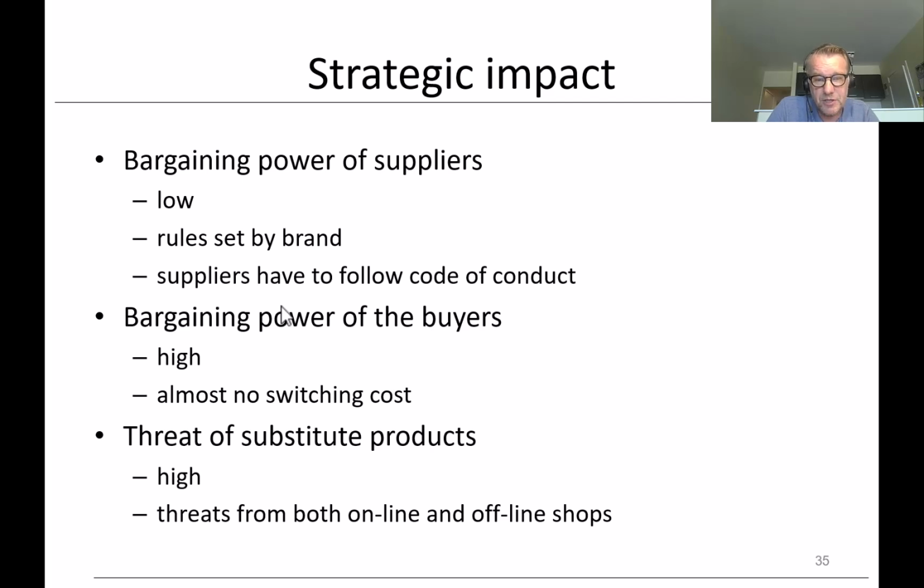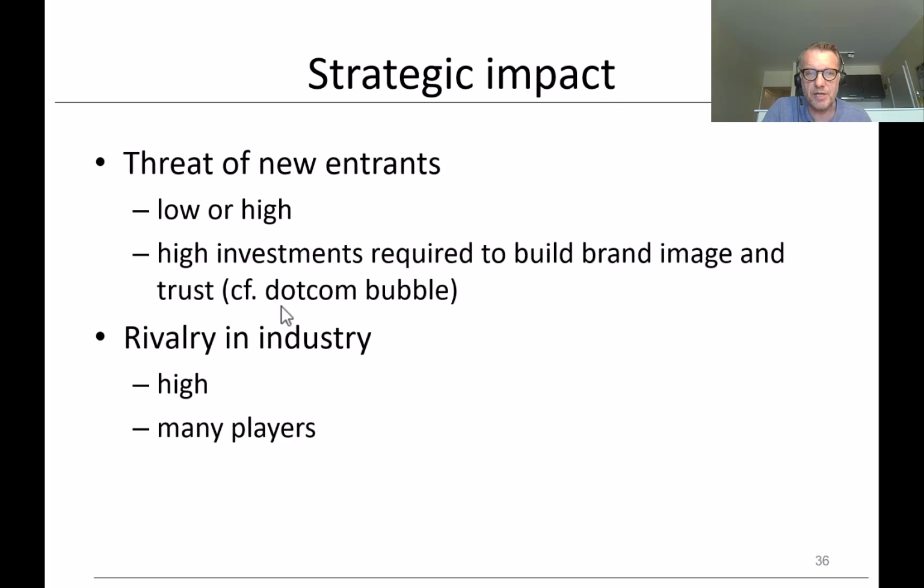The threat of substitute products is high, right? Because the threat comes now not only from offline shops, but also from online shops. It is very easy to start up a new website, a new online business that is offering competitor products. The threat of new entrants, low or high, depends a bit.